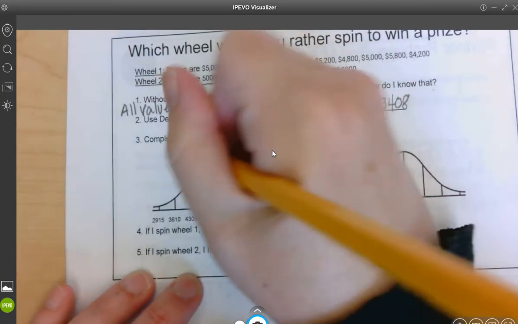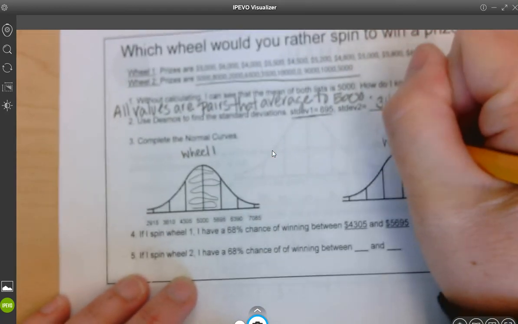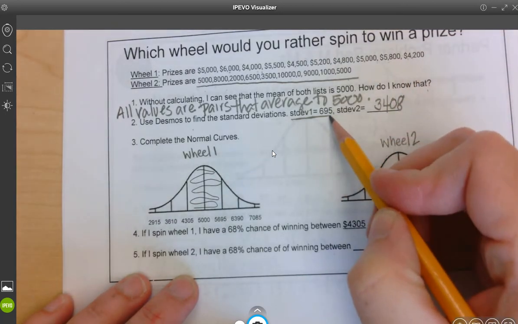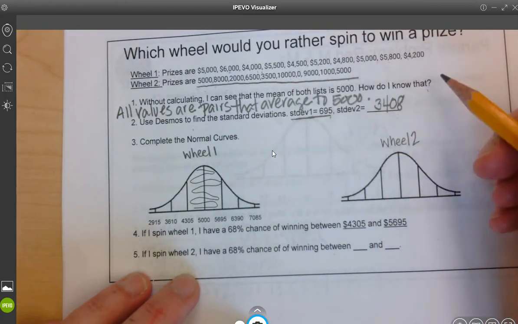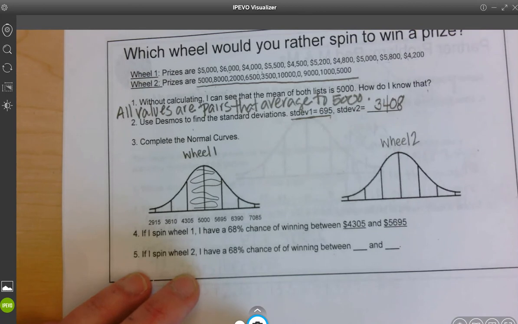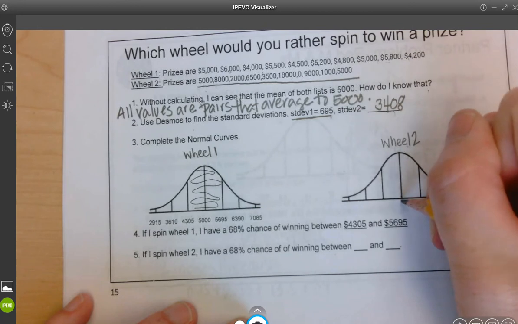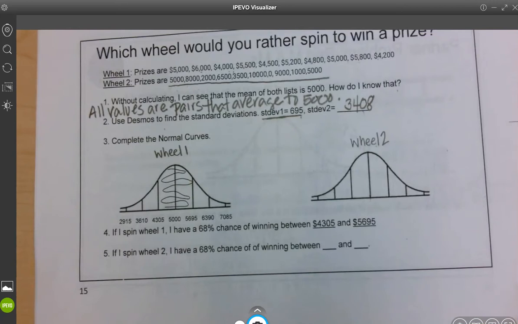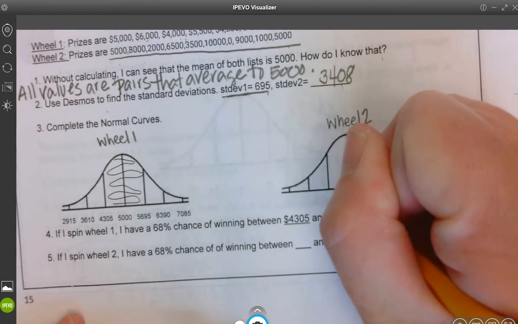Okay, so this is wheel 1. This is wheel 2. Wheel 2, remember, is the one that's more spread out, and you can see that because wheel 1 had a standard deviation of 695, but wheel 2 had a standard deviation of 3,408. All right, the standard deviation doesn't go in the middle. What number goes in the middle? Good, 5,000, the mean. So remember, the mean goes in the middle, so I'm going to put 5,000 here.